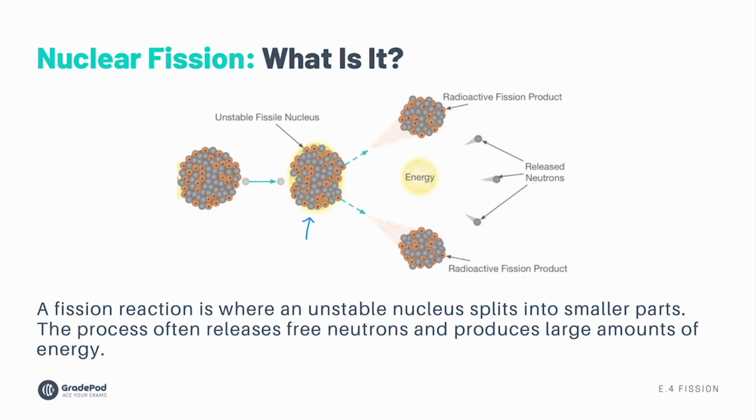So we start with this very unstable large nucleus, and the likelihood is it's an isotope with more neutrons than protons. And there's very common isotopes that we talk about when we're talking about fission. We're usually talking about uranium-235 or plutonium-239. Of course, the examiners might come up with something weird and wonderful, but we're usually talking about these large unstable nuclei. And what they do is it splits into two smaller products. And those two smaller products are more stable.